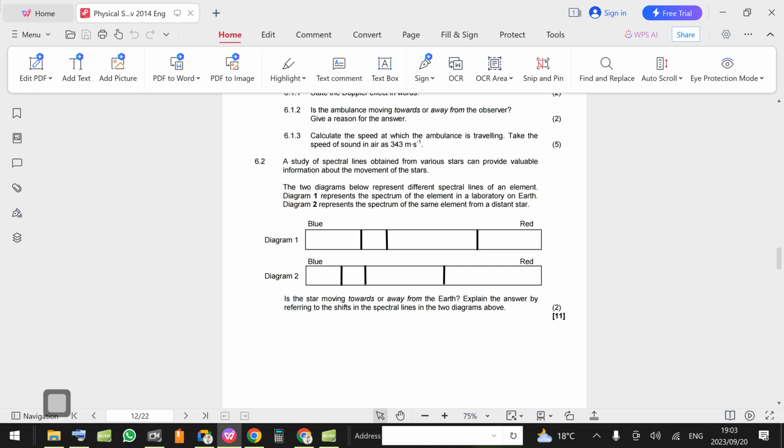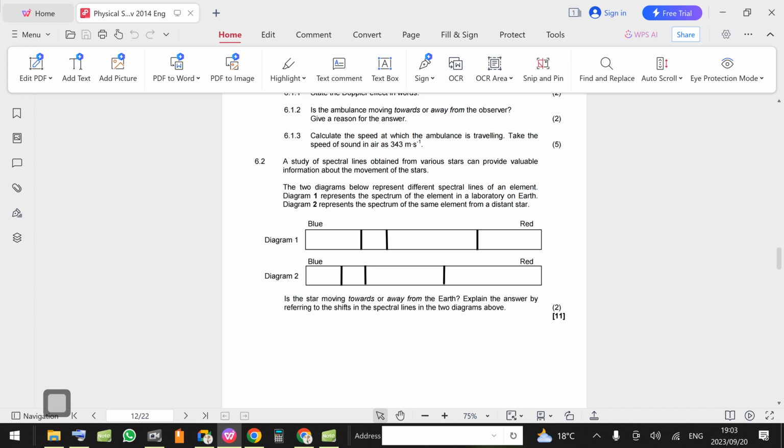The lines have shifted towards the blue side in diagram 2. That's all you are looking for. The lines, you see, on the Earth, do you see where the lines are? But look at diagram 2. They have shifted to the left, which is the what? Blue. If it's shifting to the blue, it is what? Towards. I'm done. My 2 marks.